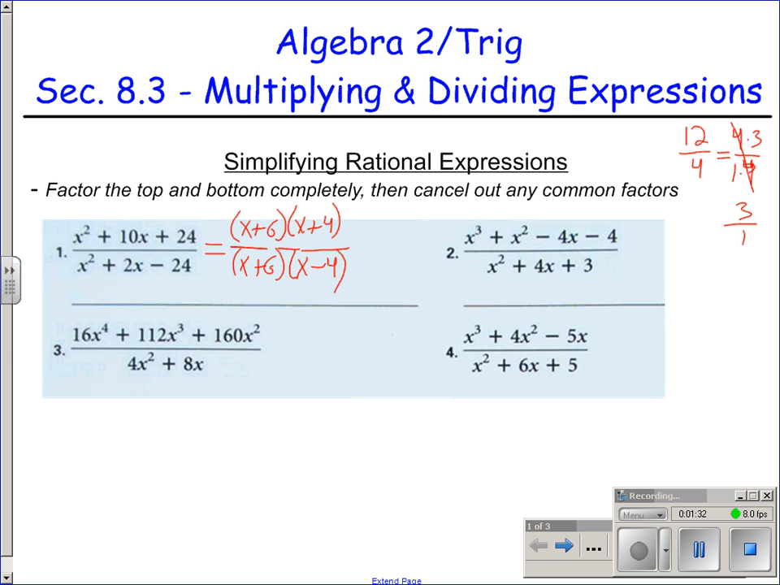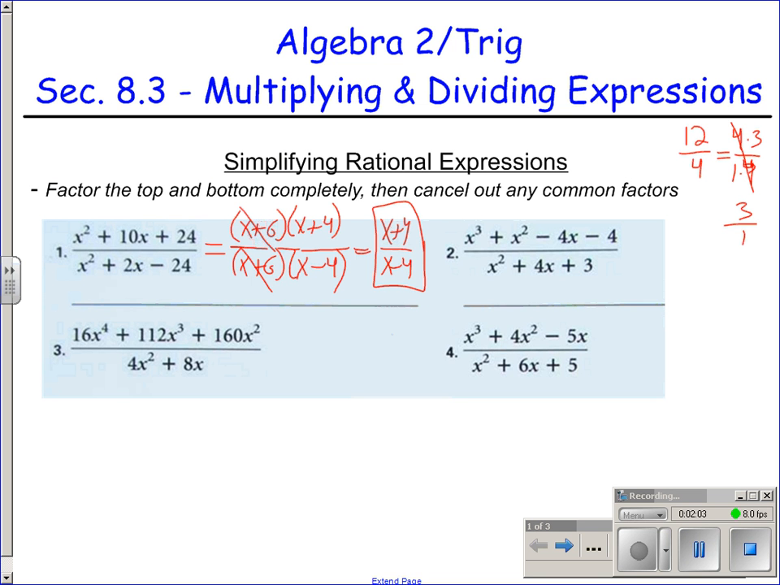So we've got all the factors top and bottom, and just like with numbers, you cancel out your common factors. The simplified version is x plus 4 over x minus 4. There's your simplified rational expression. It doesn't matter what the function looks like; this is the idea of what you're doing. You're just factoring and then canceling out any common factors.